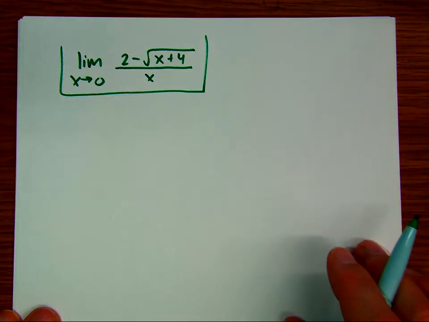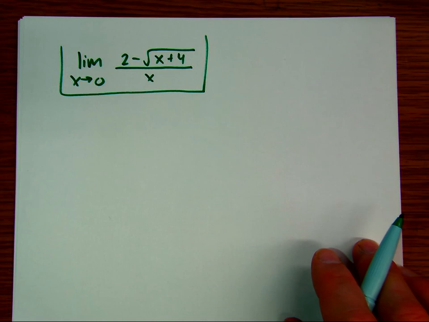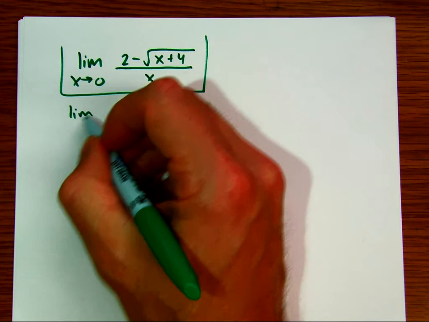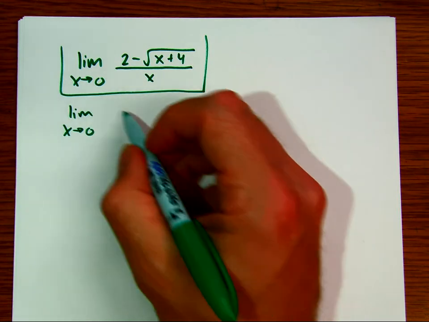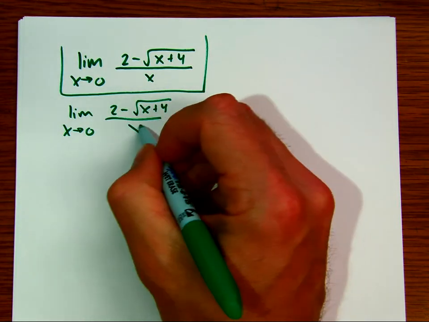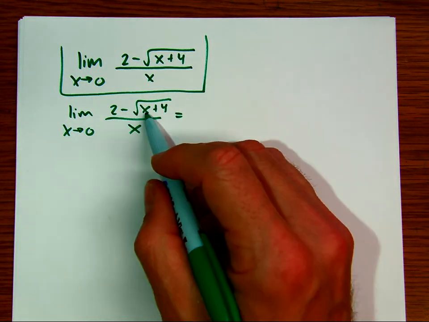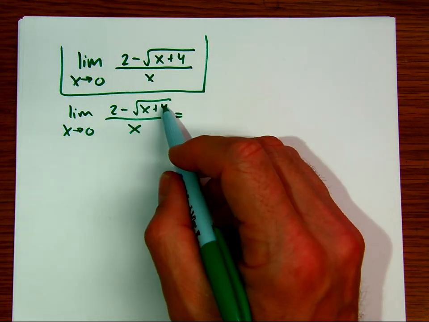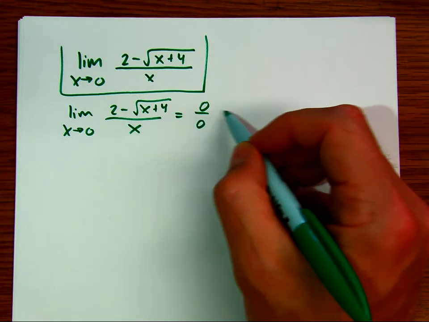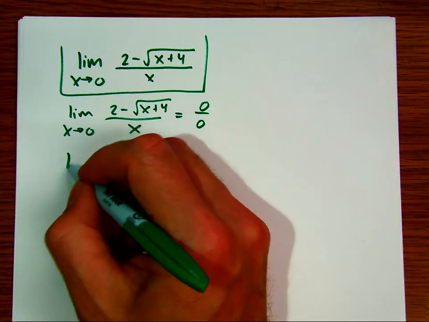Pause the video and try that one. Remember to rationalize the radical. When we substitute a 0, we'll get square root of 4 is 2. 2 minus 2 is 0. Substitute a 0, we get 0. That's indeterminate, so we rationalize.